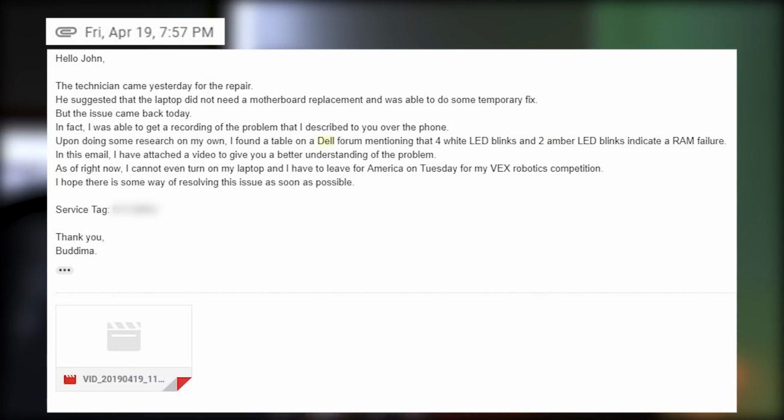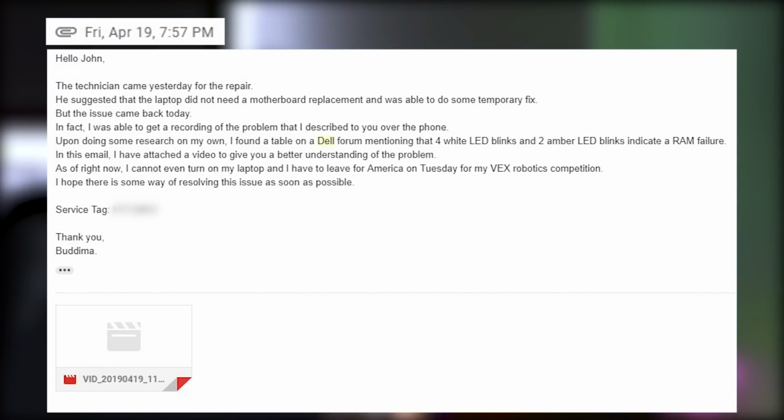Hello, John. The technician came yesterday for the repair. He suggested that the laptop did not need a motherboard replacement and was able to do some temporary fix. But the issue came back today. In fact, I was able to get a recording of the problem that I described to you over the phone. Upon doing some research on my own, I found a table on a Dell forum mentioning that 4 white LED blinks and 2 amber LED blinks indicate a RAM failure, which means that it is exactly what I first thought the problem was. In this email, I have attached a video to give you a better understanding of the problem.